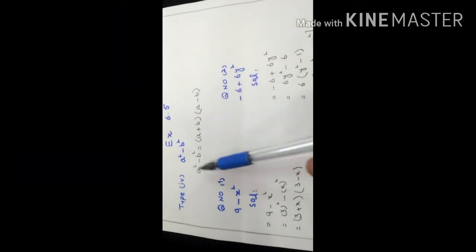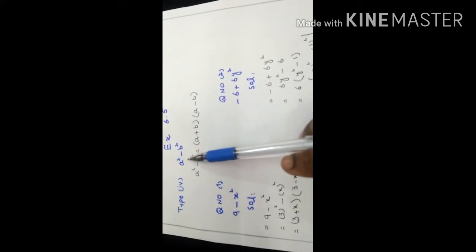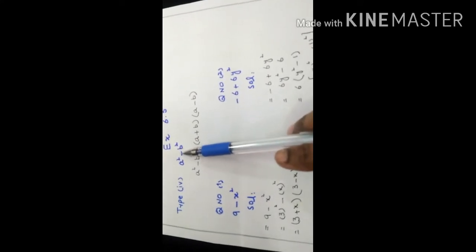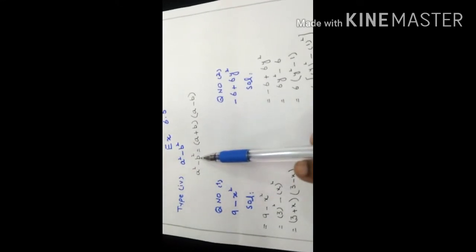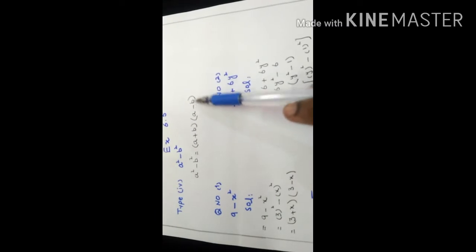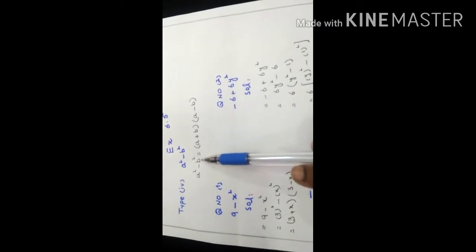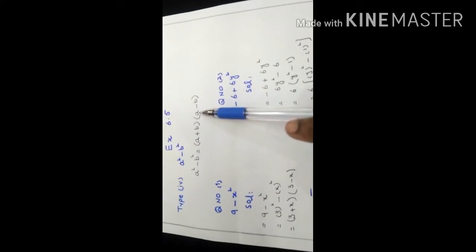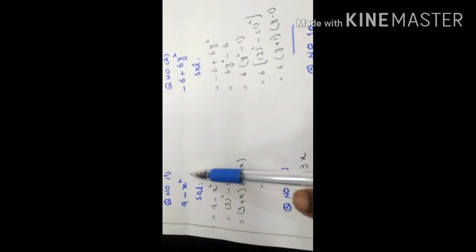This is type 4. Dear, always remember, whenever you are having any two values, both are having square and there is negative sign in between them, you have to apply this formula, that is a plus b, a minus b. You can prove this right hand side, that will be equal to this left hand side if we multiply both of these values. Now question number 1 is 9 minus x square.